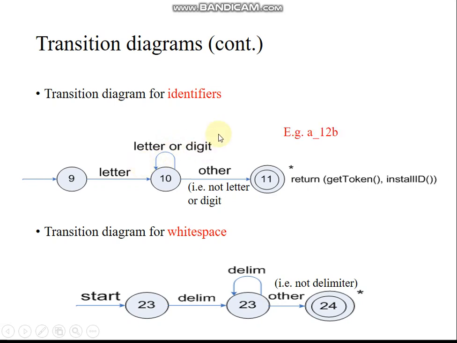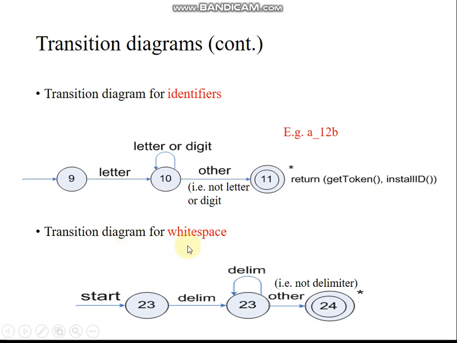So for example, this is the pattern given in the previous lecture. A, a single letter, concatenated with an underscore, then again a letter, then 1, 2 are digits, so it comes back here, then B again comes back here. After the variable, we may have this variable equal to 10, or multiplied with another variable, so another symbol will come. That should not be a letter or digit, it should be another kind of token. So automatically it is also accepted, and it gets this token and installs it, this function will return the value.